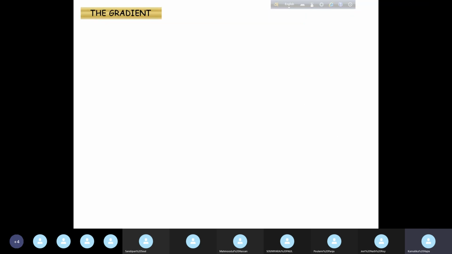And then finally, I started my discussion on the gradient. Today's class will be dedicated entirely to this operator, that is the gradient. We'll see how mathematically the working of a gradient takes place, and then we'll go on to the significances of the gradient.